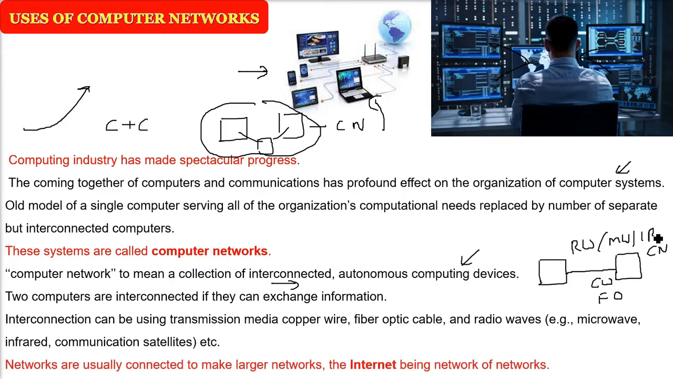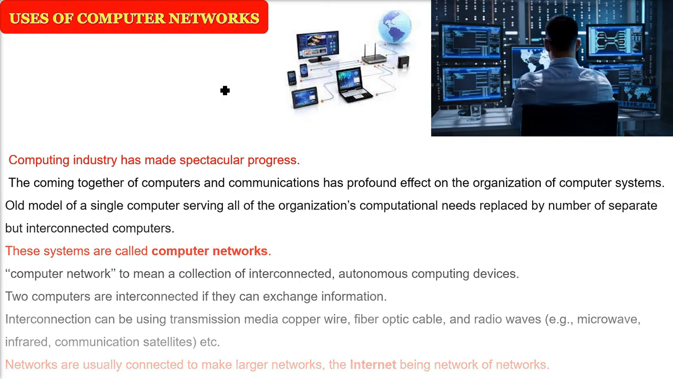So networks are basically connected to make larger networks. And the network of networks is called the internet. The internet is a network of networks, internetworking. So I am making one more network and I'm combining this with the earlier network I made. This is the internet.